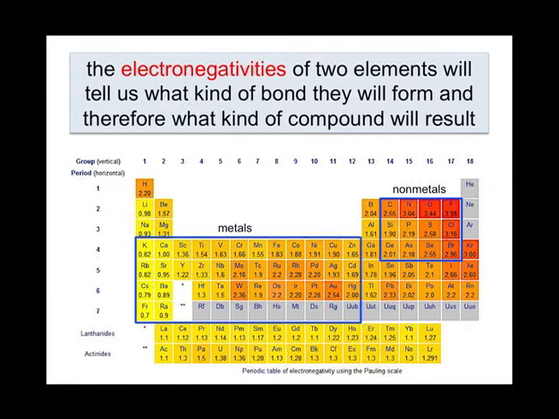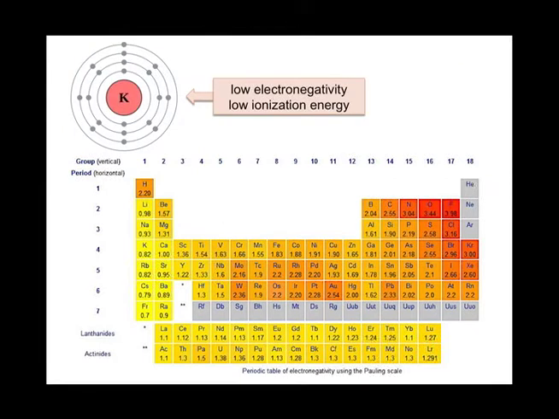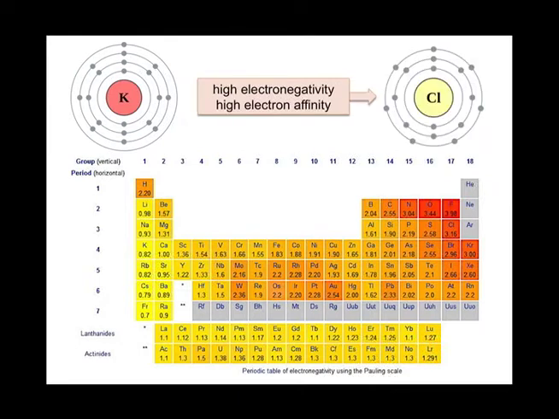But if a metal and a nonmetal come into contact with one another, because their electronegativities are dramatically different, the nonmetal will typically steal one or more electrons from the metal. A metal like potassium, apart from having a low electronegativity, has a low ionization energy, meaning its valence electrons are easily lost. And a nonmetal like chlorine not only has a high electronegativity, but also has a high electron affinity, meaning it is energetically favorable for it to gain electrons.